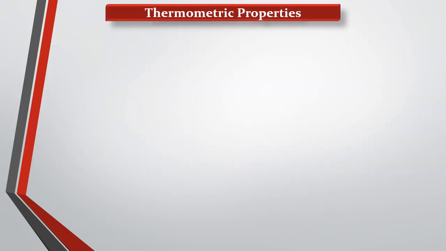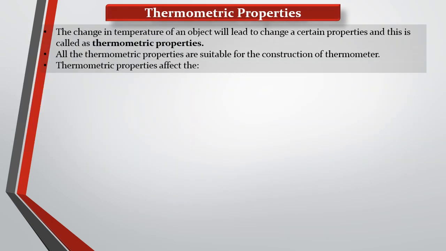Thermometric properties. What are thermometric properties? The change in temperature of an object will lead to a change of certain properties, and this is called thermometric properties. Any change of the object, the effect caused by temperature, we call thermometric properties. All thermometric properties are suitable for the construction of a thermometer.